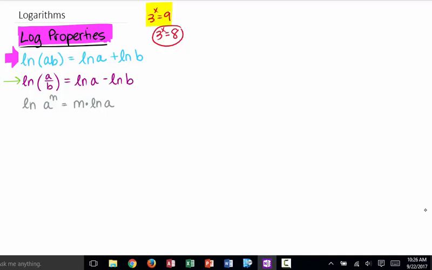Natural log of A to some exponent M, we are able to bring this exponent down in front, and so that will become M times natural log of A. And hopefully all of these log properties were proved to you or shown to you in a previous course. And so what do we want to do with these properties?